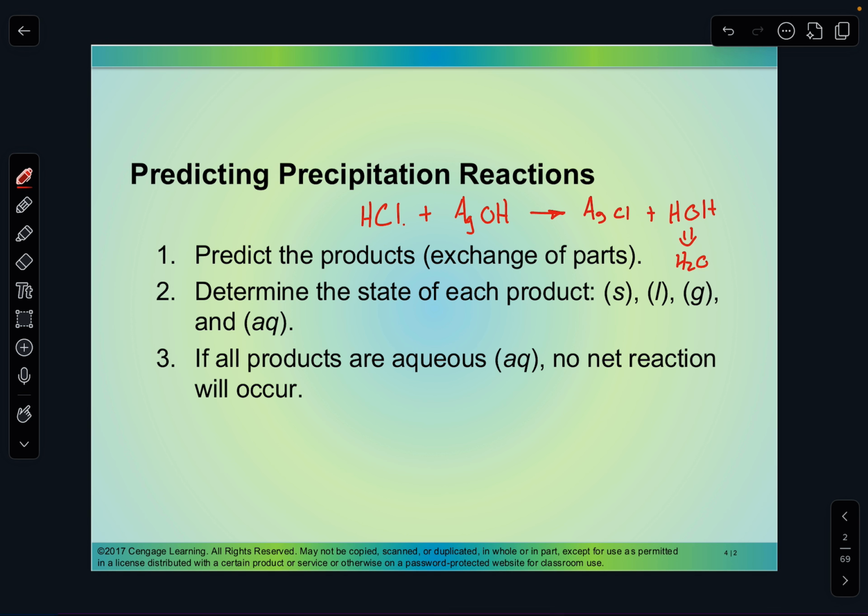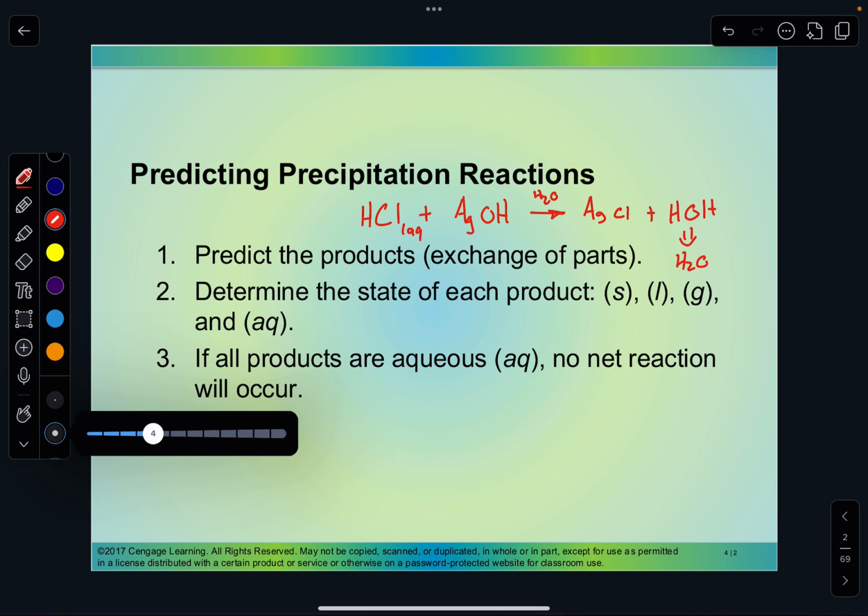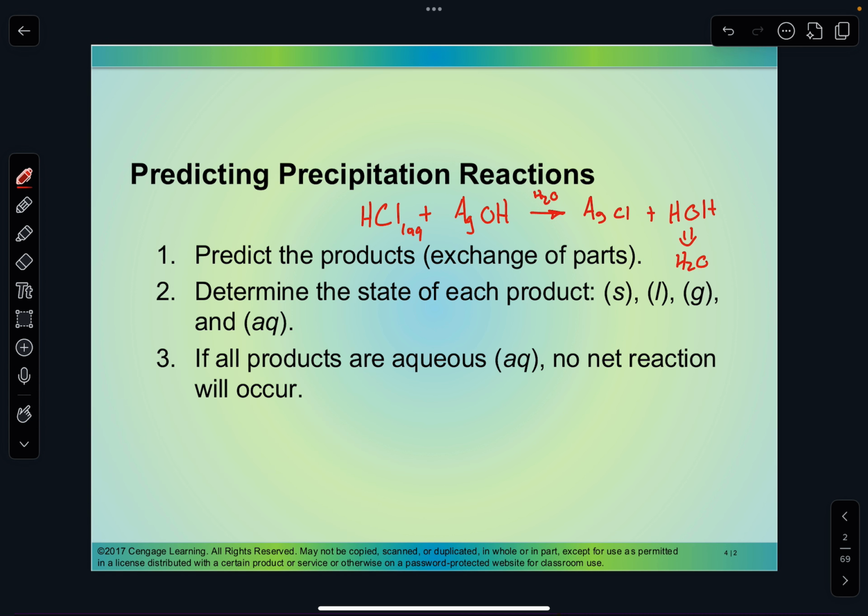And so HCl, we're assuming this is taking place in water, so I'll put an H2O up here so that we know what we're doing. This is going to be aq. I'm going to make this a little smaller so that it's a little easier for me to write. This is also aq, even though it probably is not in real life, but this is going to be a solid. I do know that silver chloride does make solids, and this is going to be a liquid. Okay, so that's determining the state of each product.